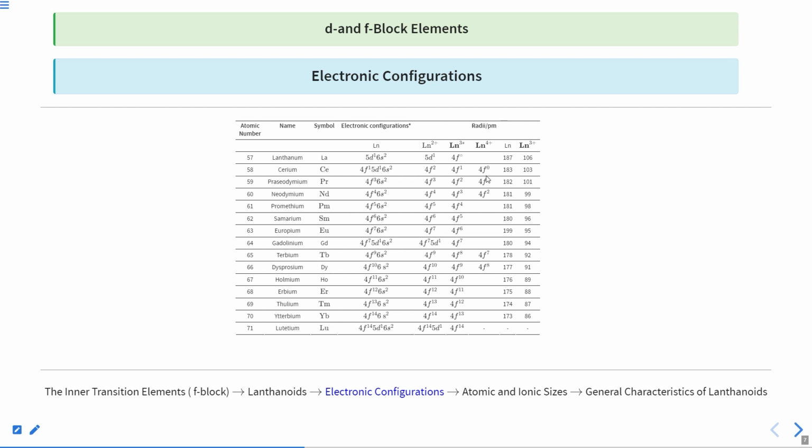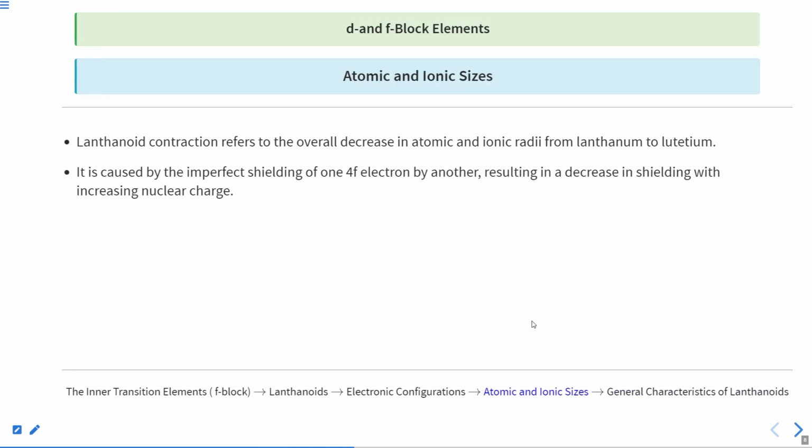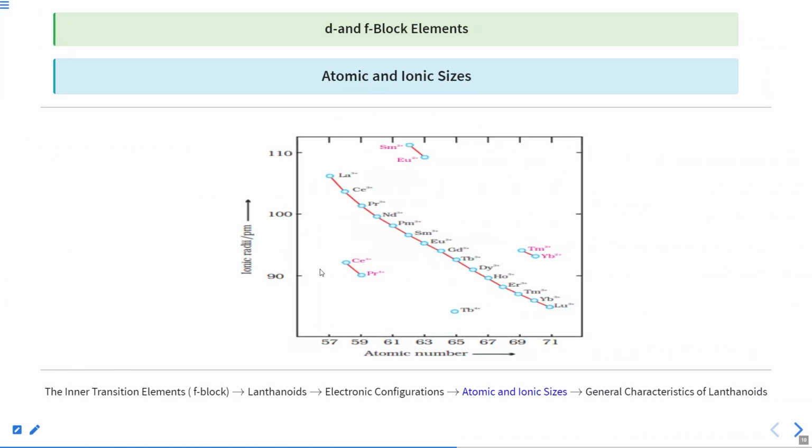Next, if you talk about their atomic radii, it is decreasing gradually, and their ionic radii are also decreasing gradually. This is your plot here for the +3 oxidation state, but for +4 it was difficult to calculate the atomic radius or ionic radius, so it is not mentioned. For some metals it was possible, like cerium, Pr and Tb, in the +4 oxidation state, and we have calculated their ionic radii. Similarly for Sm, Eu, Tm and Yb in their +2 oxidation state, we have calculated their ionic radii.